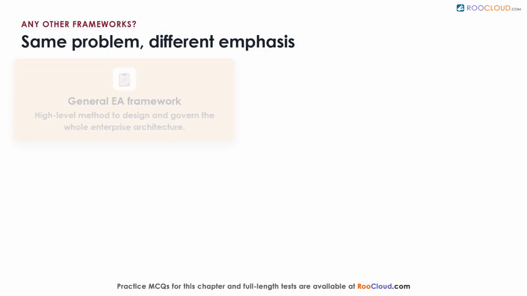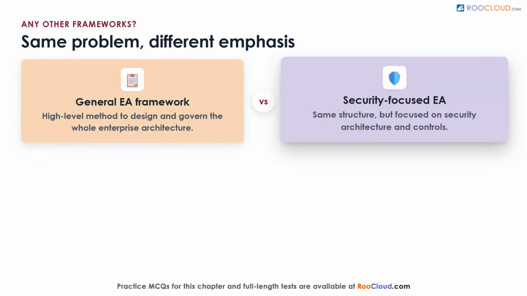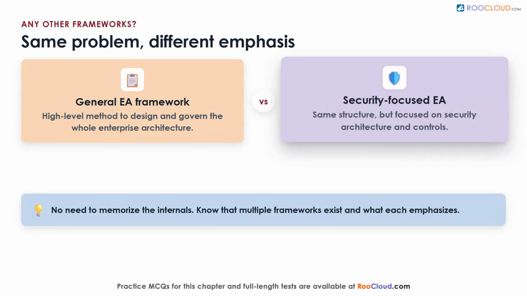What other frameworks exist? The pioneering grid is not the only option. One widely used framework gives a high-level method for designing and governing architecture. Another focuses specifically on security architecture. You do not need to memorize their inner details. Just know they offer structured, proven ways to organize the same problem.